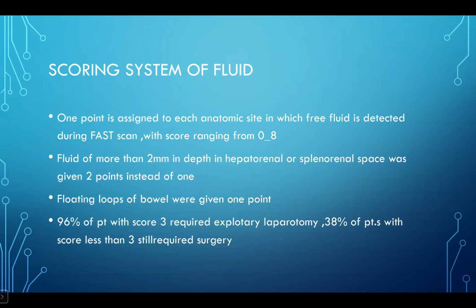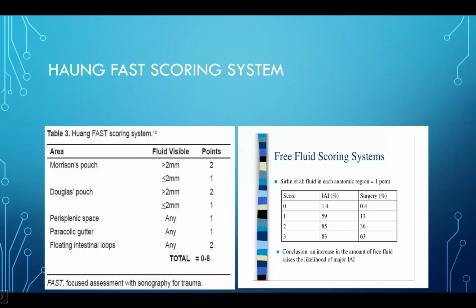96% of the patients with a score of 3 or more required exploratory laparotomy, while 34% of the patients with a score less than 3 still required surgery. As we are seeing in this diagram, this is the Huang FAST scoring system. The fluid in each pouch is given a score of 1, except if it is more than 2 mm in depth, then it's given a score of 2. So after calculating the score, the number decides the possibility of intra-abdominal organ injury and the need for surgery.